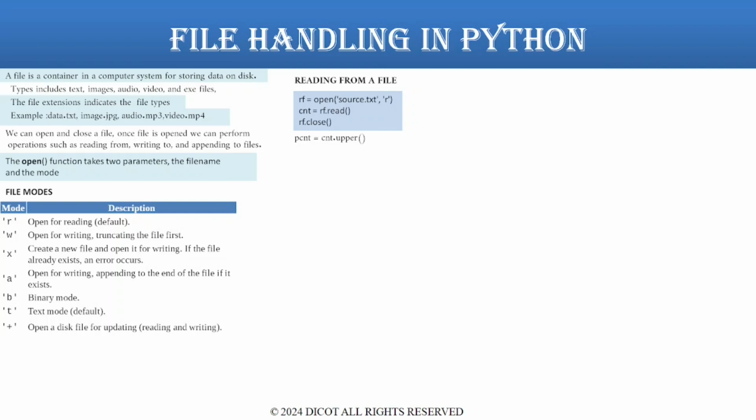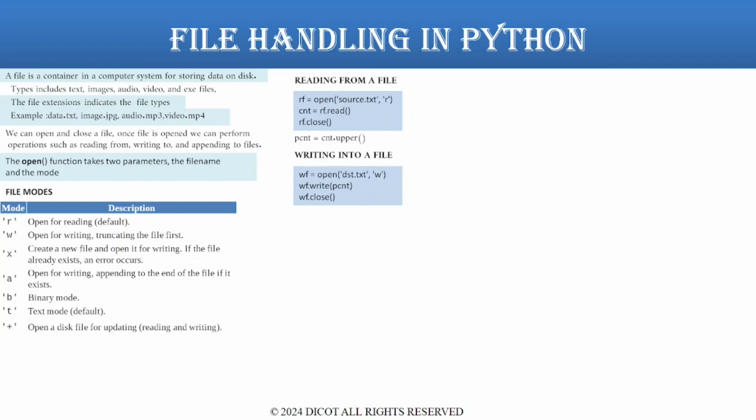Now, let's open another file with the name dst.txt for writing. It is a text file and w indicates that we are opening the file for writing. Once the file is opened, we are assigning the file object to variable wf. Then, we are writing the contents of pcnt to the file using a call to the built-in file write function, wf.write. Finally, we are closing the file.